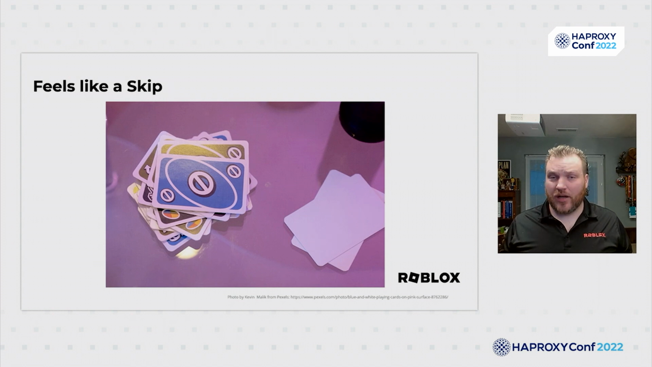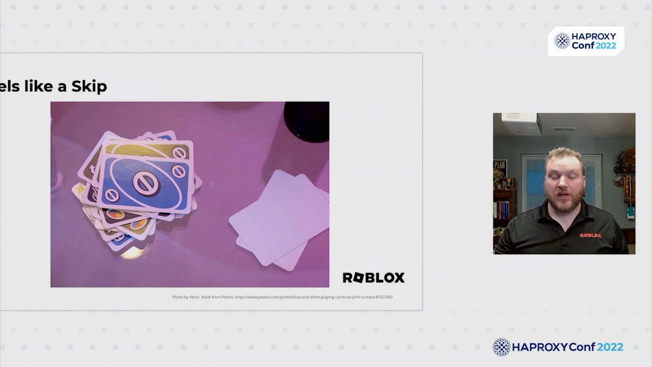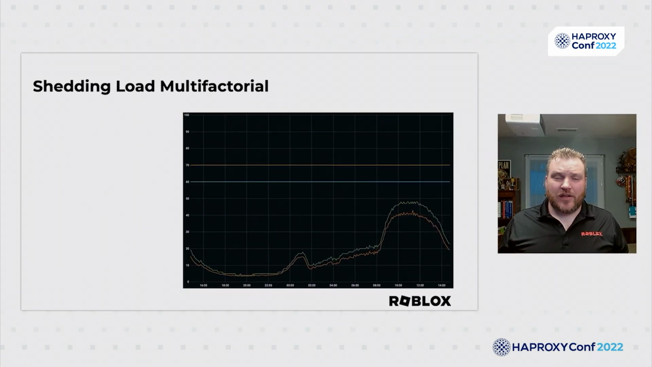Now, this next one is going to feel like a skip card. If you didn't know, when you play that card, it makes the next person not have to go. In this particular case, I want to be skipped when it comes to alerts and outages. I don't necessarily want to be called if it's not really my problem. So I'm going to show you how you can hopefully get the same level of feeling when you have your metrics running. So we use the shed load feature.